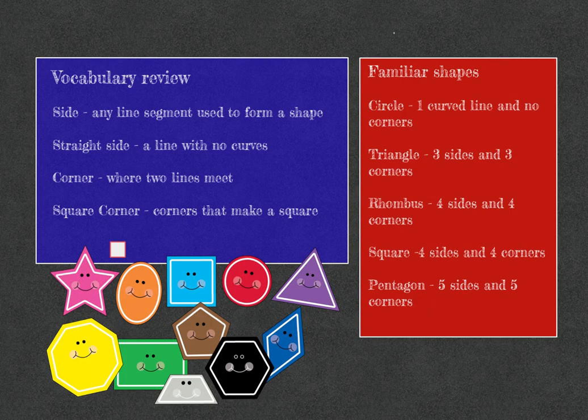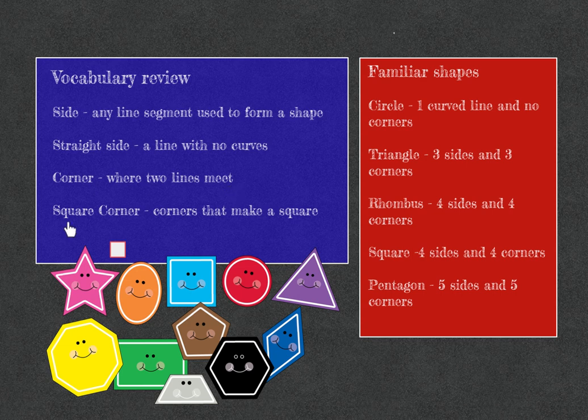Let's begin with a review of things that we've learned in past lessons that we may be able to use in the following exercises. Let's start with vocabulary. First, a side. A side is any line segment used to form a shape. Then we have a straight side, which is a line with no curves. Here you can see this square has 4 sides, and this circle has 1 curved side. Then we have a corner, where 2 lines meet.